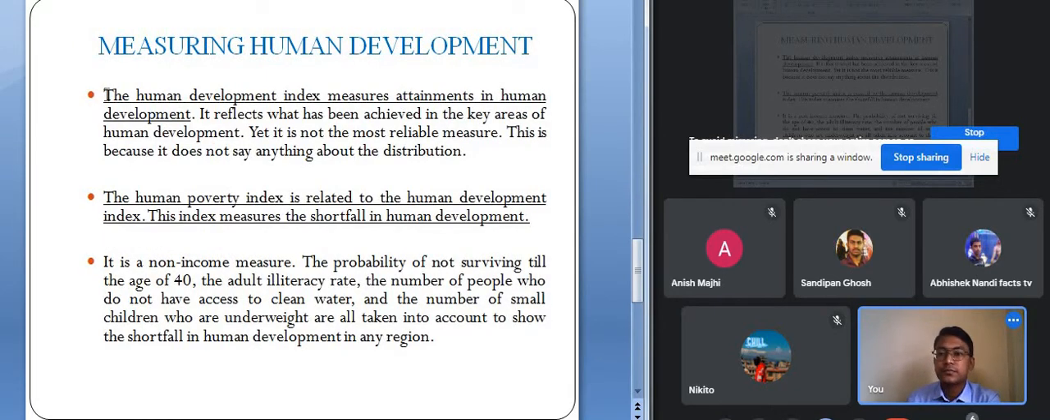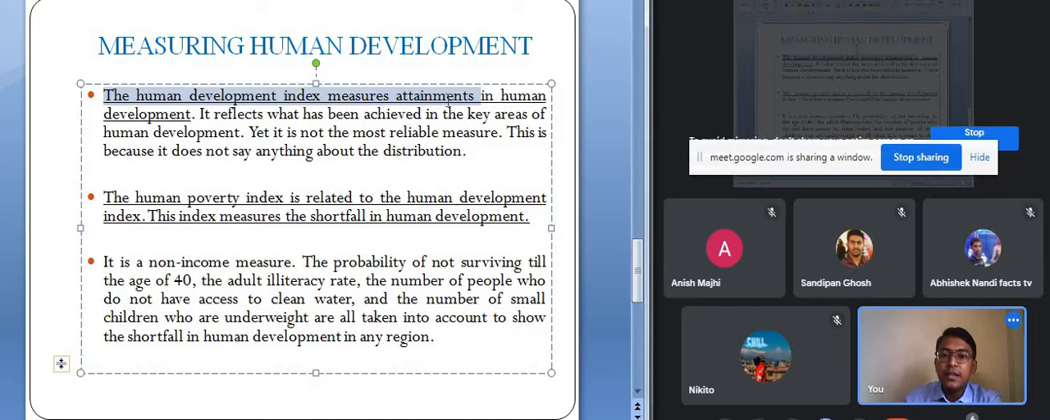See, the Human Development Index measures attainment in human development. It reflects what has been achieved in the key areas of human development, yet it is not the most reliable measure, and this is because it does not say anything about the distribution. Basically, the Human Development Index measures attainment in human development. Attainment in human development means what has been achieved.